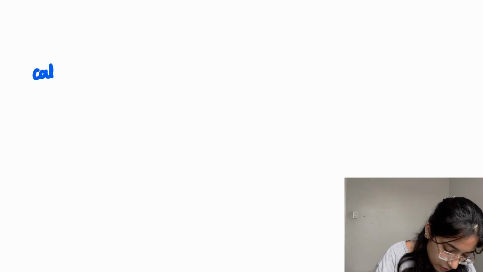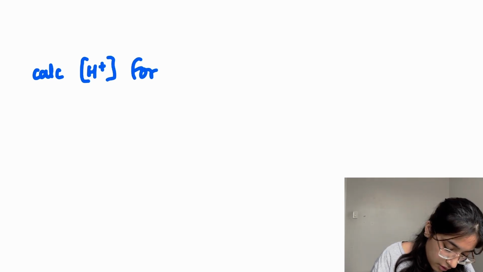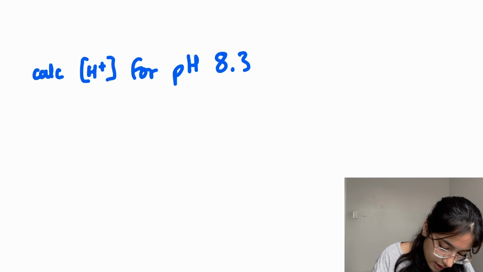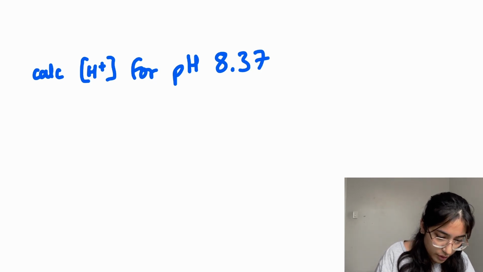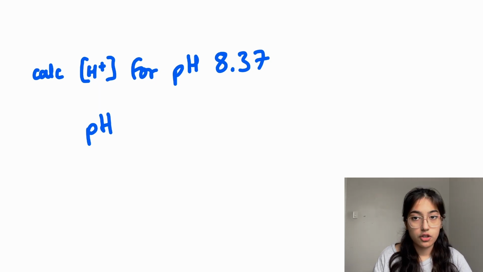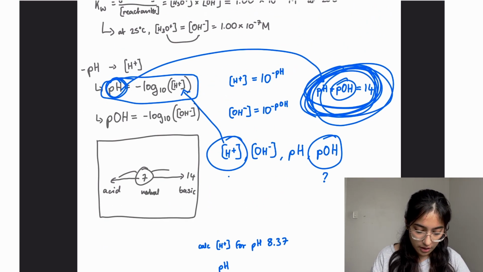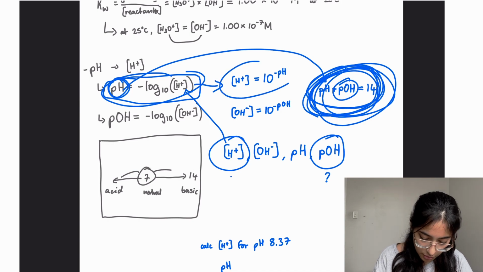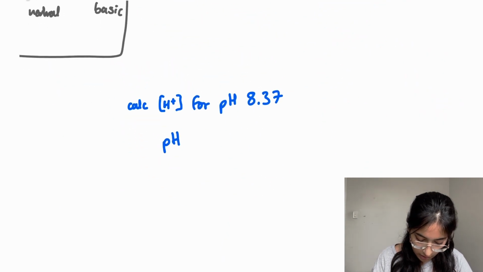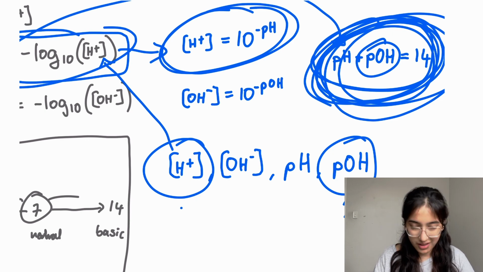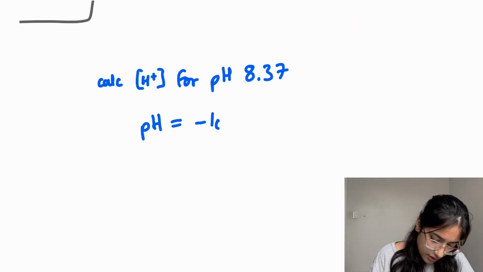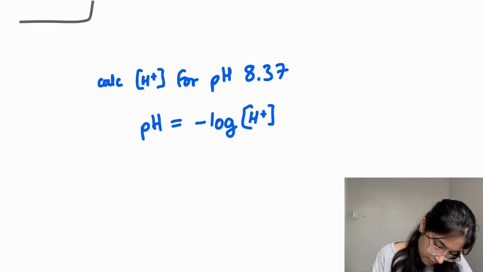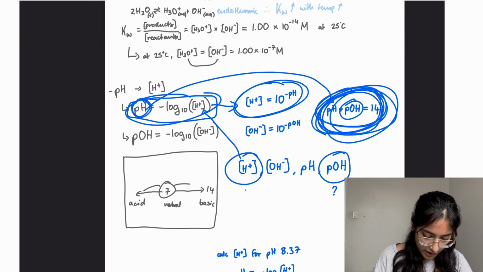Say you're being asked to calculate the concentration of H+ for a pH of 8.37, let's say. What we're going to do is, and I'm doing this so that I can show you how we rearrange this formula into this formula. That's the reason why I'm showing you this. If you want to, you could just remember this, but it's kind of annoying, so it's good to know how to rearrange it yourself as well. So pH equals negative log H+ concentration. That's just the simple way of writing it.